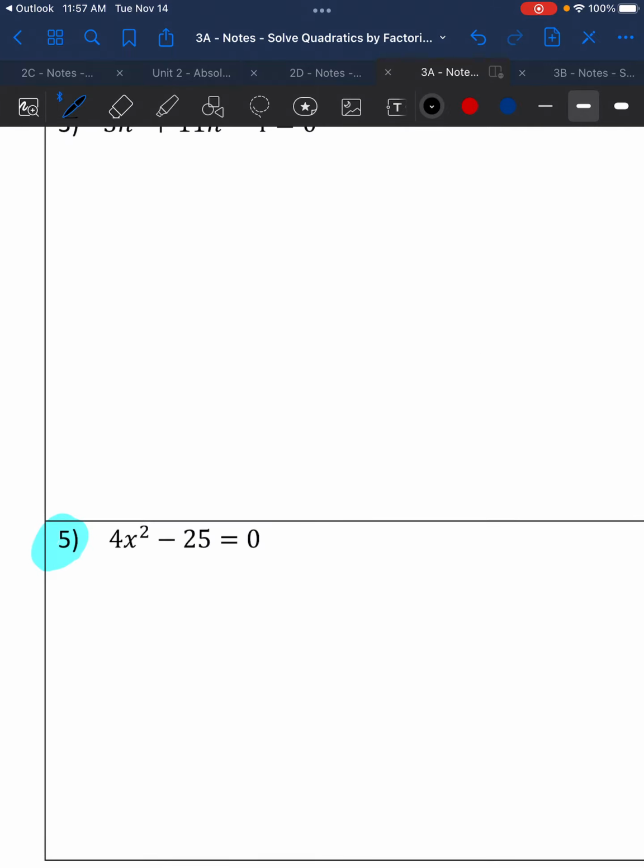So again, we move all the terms to one side. We already did that. It's already done. Is there a greatest common factor between 4x squared and 25? No. There's not a greatest common factor. So we move on.